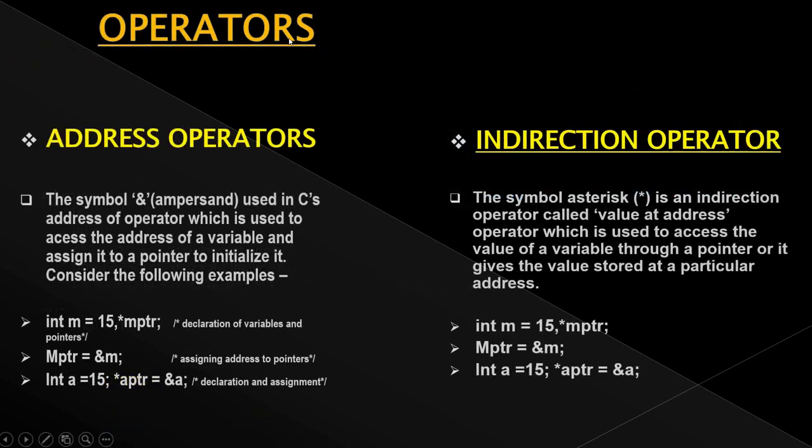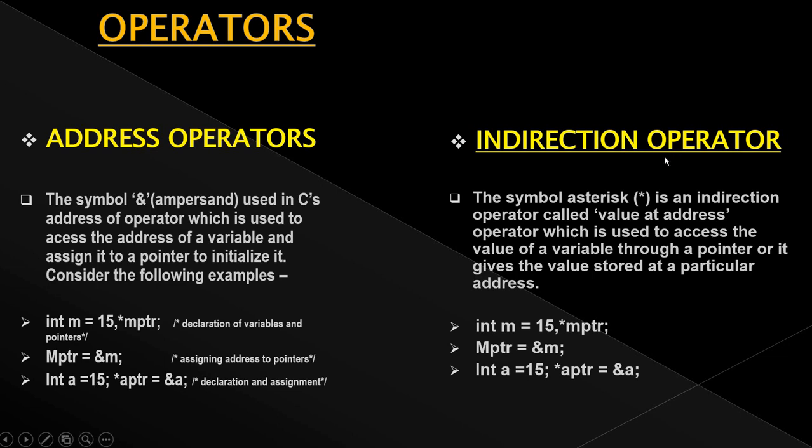Now operators used in pointer. First one is the address operator. The ampersand symbol used in C's address of operator is used to access the address of a variable and assign it to a pointer to initialize it. Consider the following examples. int m = 15; int *mptr; here we have declared the variable and pointer. mptr = &m; here we assigned the address to the pointer. int a = 15; int *aptr = &a; here the declaration and assignment occur.